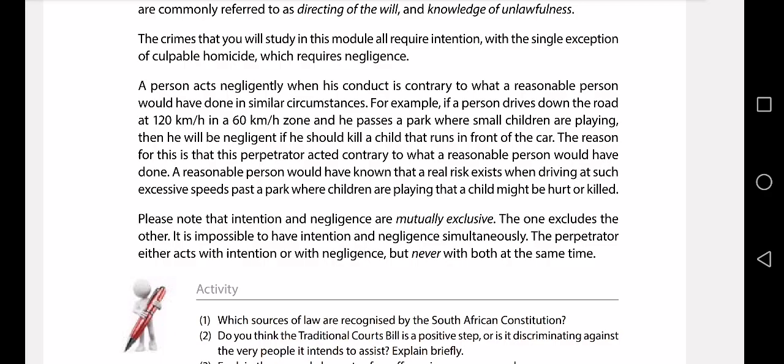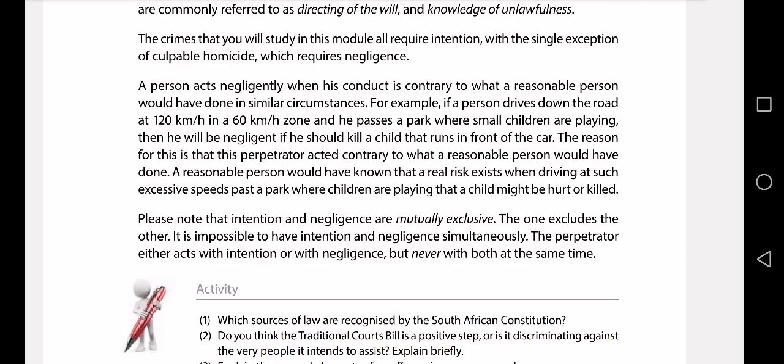A person acts negligently when his conduct is contrary to what a reasonable person would have done in similar circumstances. For example, if a person drives down the road at 120 kilometers per hour in a 60 kilometers per hour zone and he passes a park where small children are playing, he will be negligent if he should kill a child who runs in front of the car.